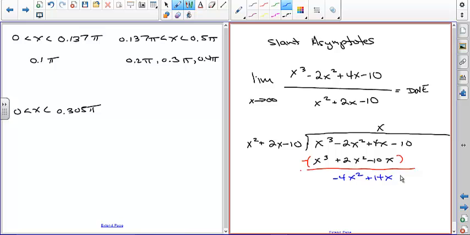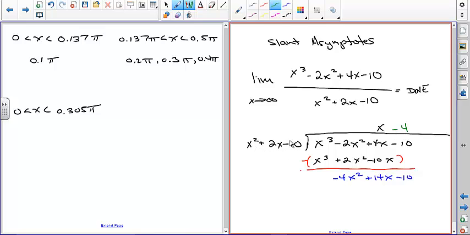Then you bring down the next digit, and then you say, okay, what do I need to multiply this by to get that? Well, the answer is negative 4. So pick negative 4. Again, you're just looking at the highest order term to match these up.